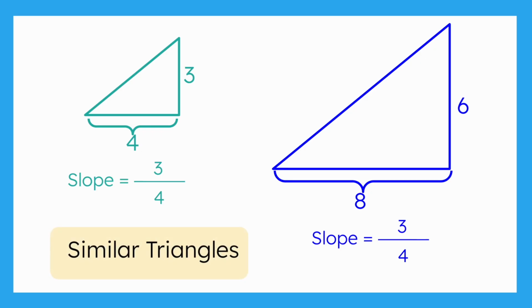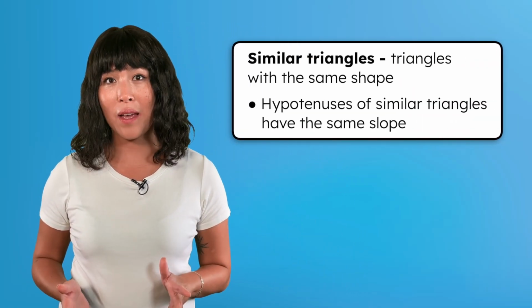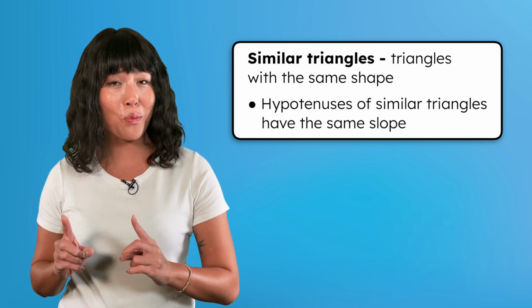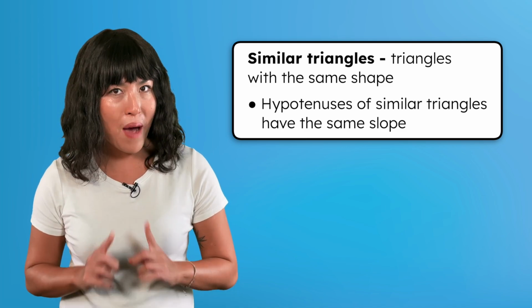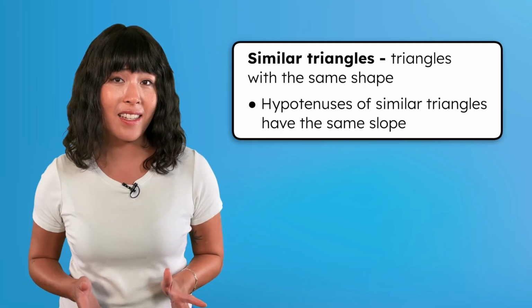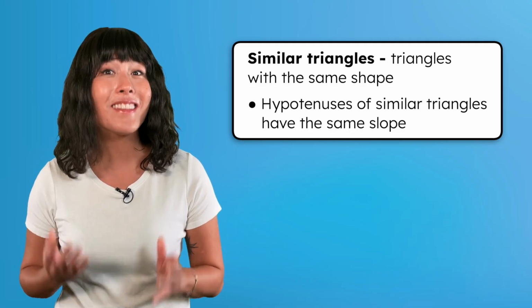These are similar triangles. Similar triangles are the same shape, but not the same size. Since they're the same shape, that means their hypotenuses both have the same slopes. So, no matter where you draw your triangle on the line, and no matter how big it is, you can use a triangle to calculate the slope of a line.